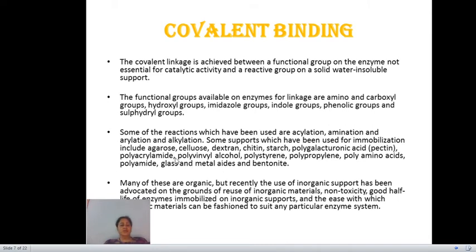Most of these supports which are used here are organic in nature, but recently the use of inorganic support has also been advocated because of many advantages associated with inorganic materials, such as non-toxicity, good half-life, and the ease with which these inorganic materials can be modified to suit any particular enzyme system.